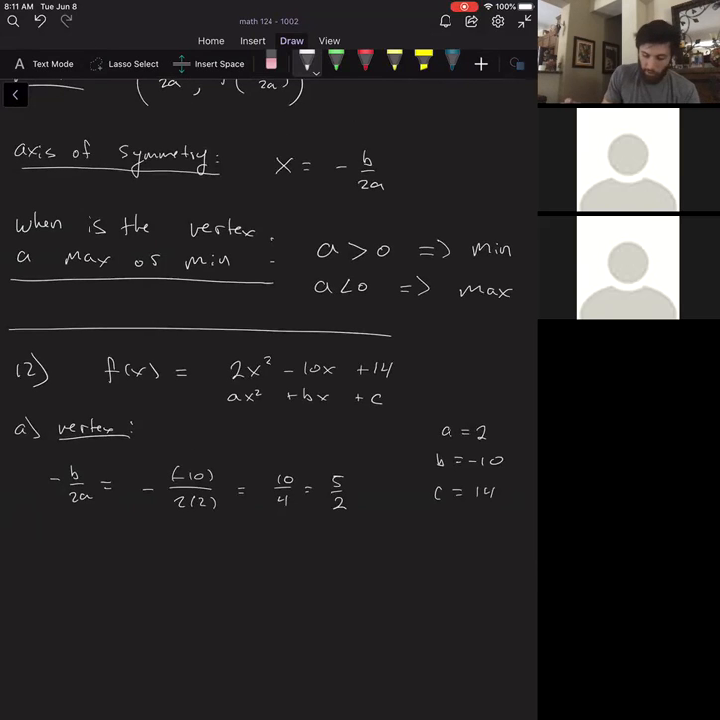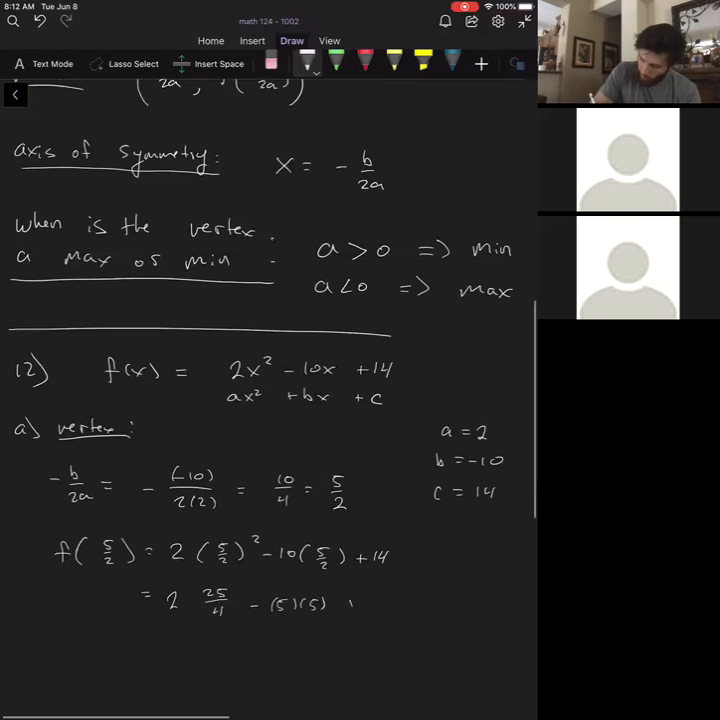So now what we need to do is plug that value inside of f of x. So f of 5 over 2 is going to be 2 times 5 over 2 squared, minus 10 times 5 over 2, plus 14. So this is going to be 2 times 25 over 4, minus, and here we have a 10 on the top and a 2 on the bottom, so those cancel. So it's like we have a 5 on the top, and we still have that other 5, and then plus 14.